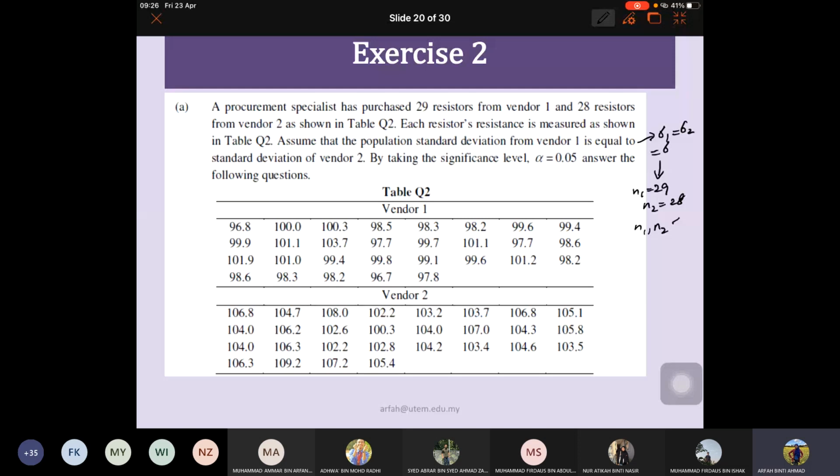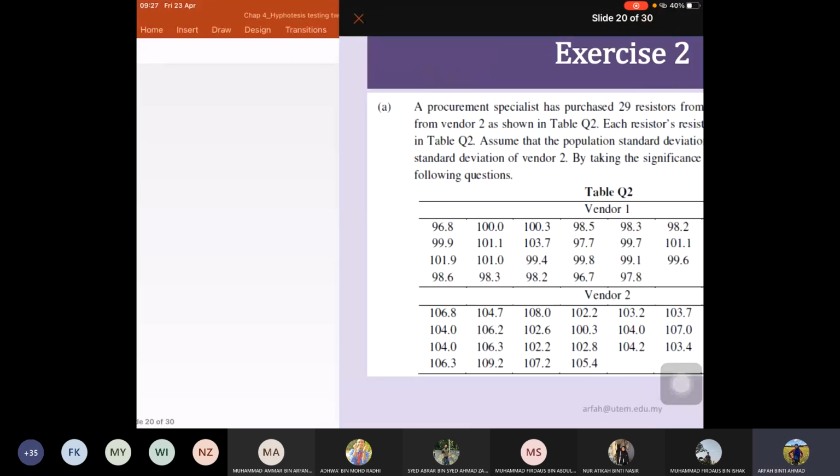But in this case dia bagi raw data. So calculate the mean and standard deviation. Cuba buat semua.